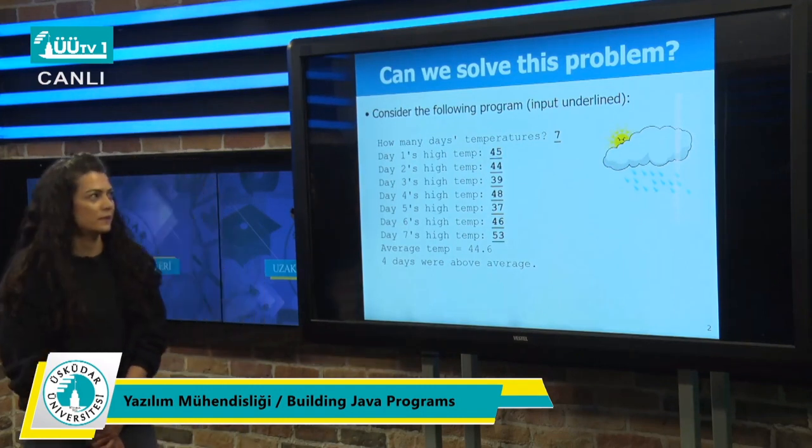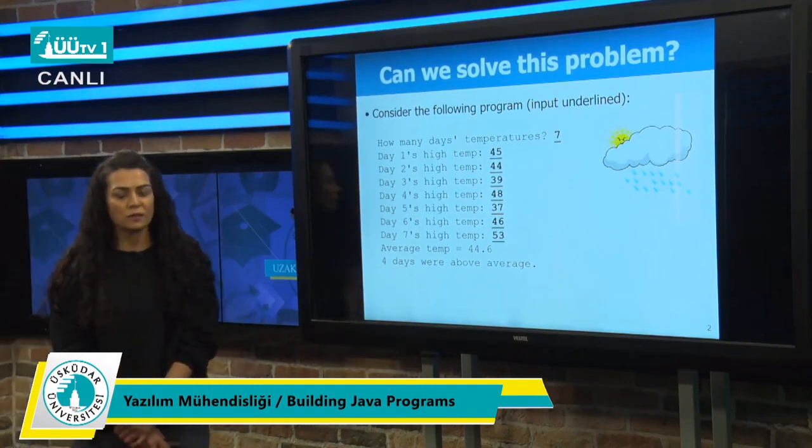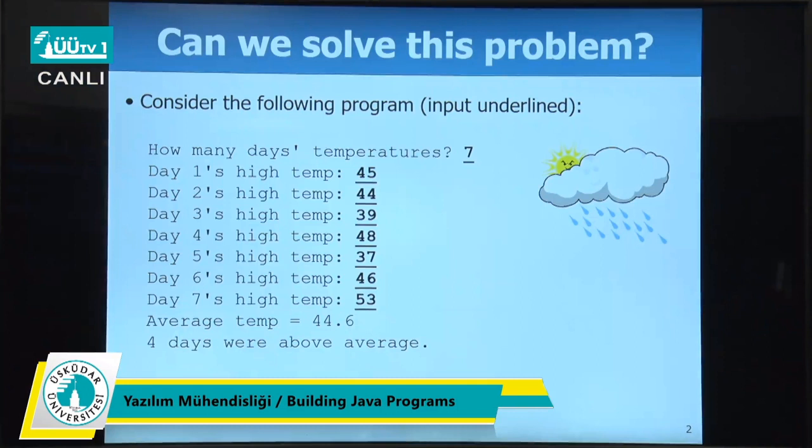Our problem is this. We want to ask the user how many days temperature would you like to enter. Then we'll basically ask the user, for example, the user has said 7, okay? So we'll ask the user 7 different temperatures, and we need to store those temperatures in our program. Then we'll have to calculate the average temperature. Then we'll have to print how many days were above the average, okay?